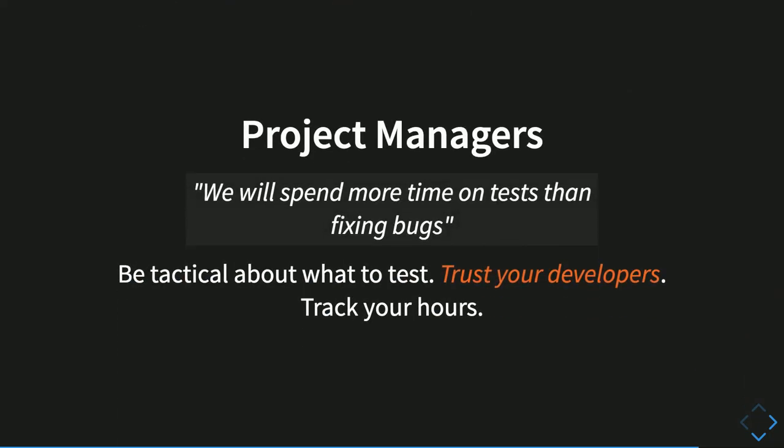Talk to your project managers about how you want to be tactical about what you test, how you won't test everything to the nth degree if it doesn't make sense. Trust your developers when they say, I want to write tests before merging this pull request, because that's them saying, I'm not 100% confident that I don't have glaring bugs in this code, and I want to make sure I don't before we hit that button.